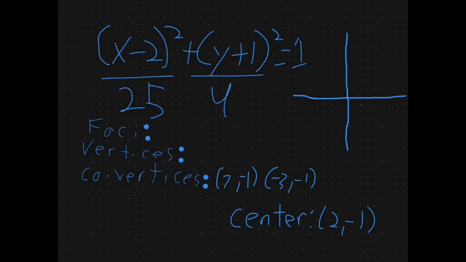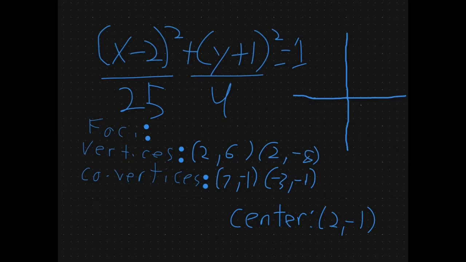Now let's get the vertices. Because a squared is equal to 49, a will be equal to 7, so the vertices are 7 units above and below the center. This makes our vertices (2, 6) and (2, negative 8).